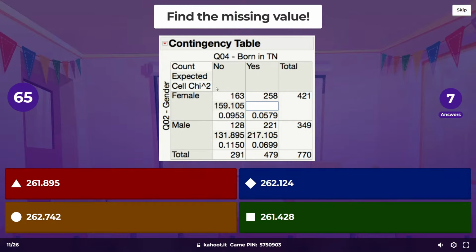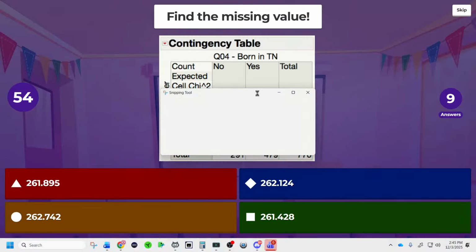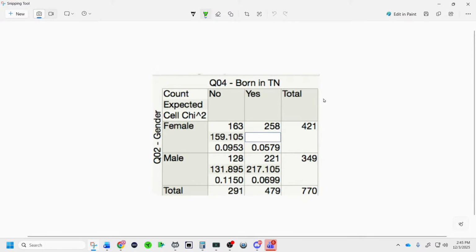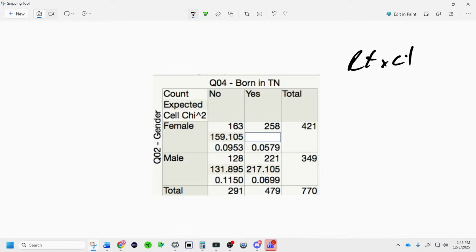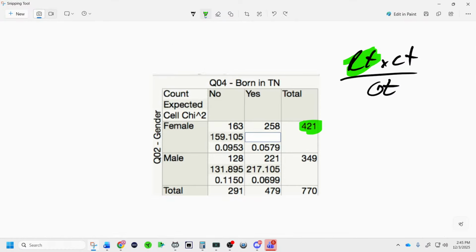That's what we teach. We are missing the expected value. See how it says expected right there? We're missing the expected. So let's take a look. Since we're missing the expected value, the formula is row total times column total over grand total. So what do we do? We have to find the row total. We have to find the column total.